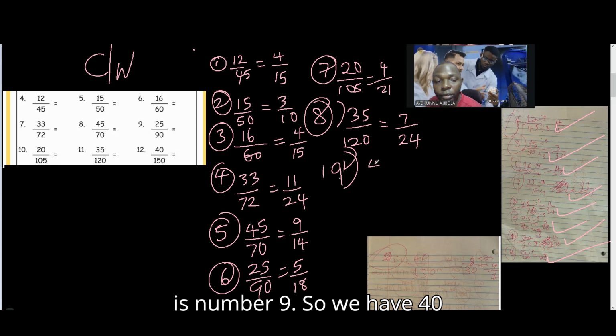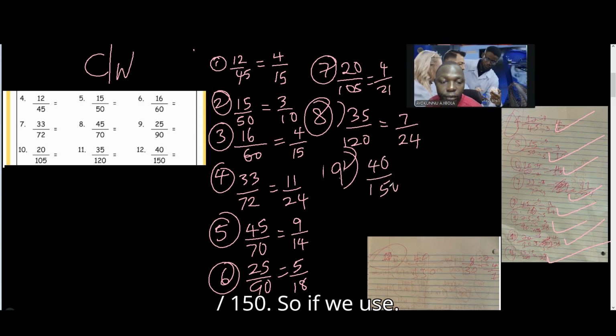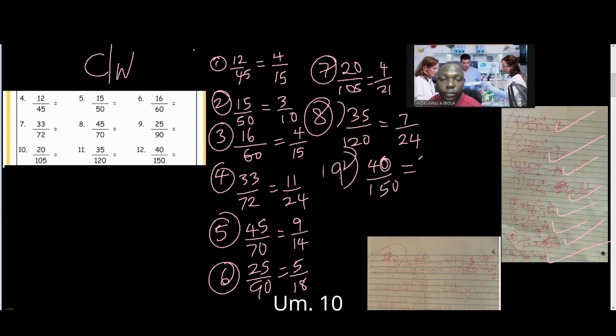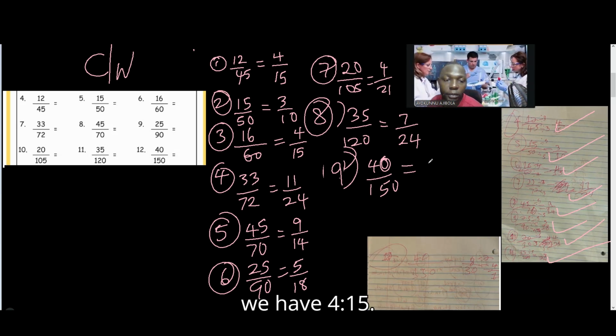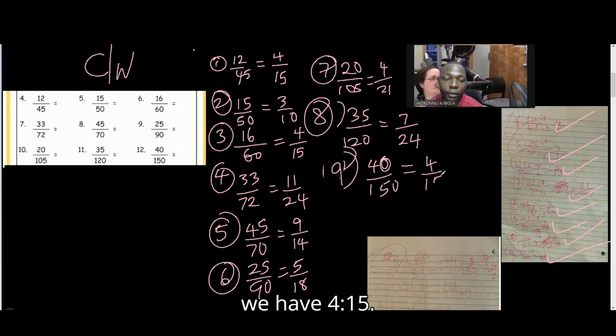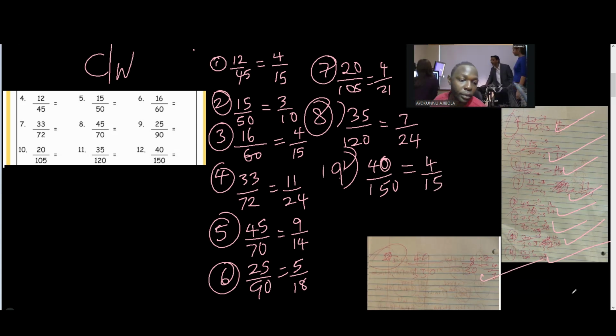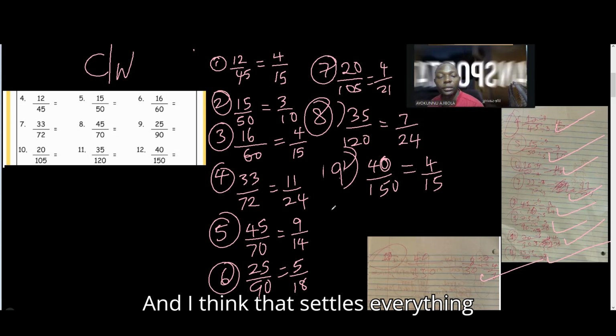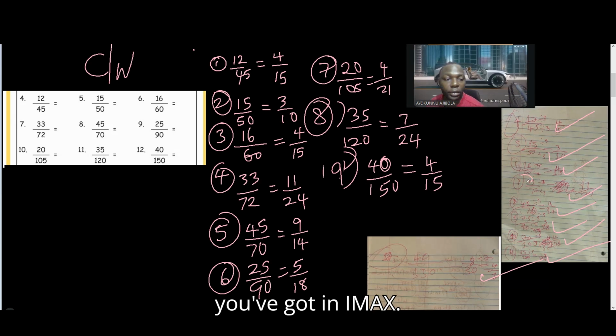So we have 40 over 150. So if we use 10, we have 4 over 15. And I think that settles everything. You got your 9 marks.